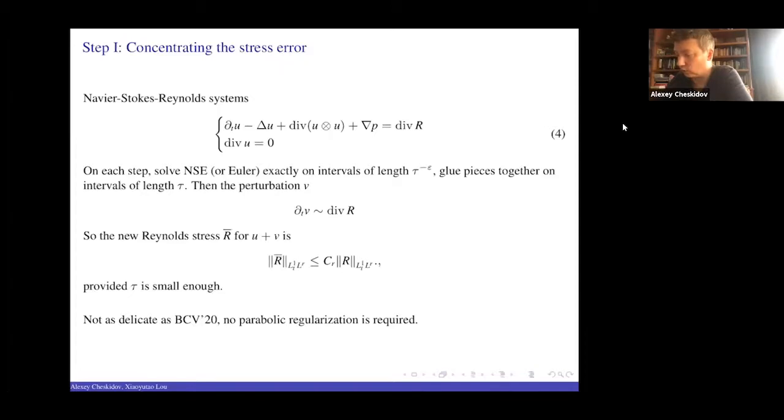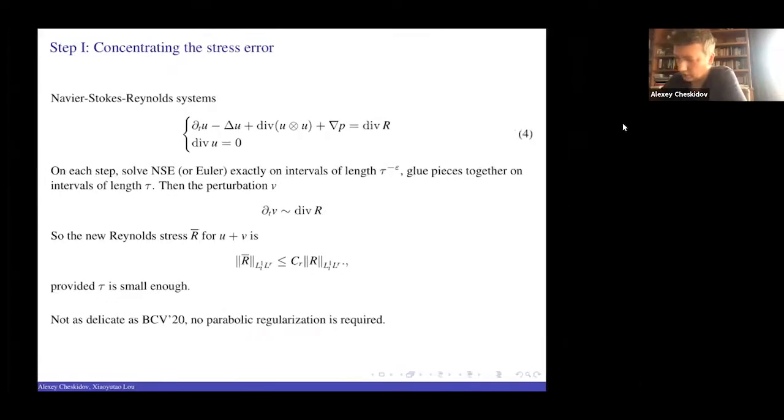Since the initial data is always smooth, if the interval is very very small, your solution is going to behave in a good way. Doesn't matter whether it's Navier-Stokes or Euler. At the end of the day, once we glue all those exact solutions together, the new Reynolds stress is not going to be much larger than the initial Reynolds stress. So it's going to be less than or equal to the original Reynolds stress times some absolute constant. So basically, this procedure just concentrates the Reynolds stress to small intervals. And this is very, very simple. We didn't use parabolic regularization in this case, because we are constructing an intermittent in time solution. So basically we are taking intervals of regularity for free.